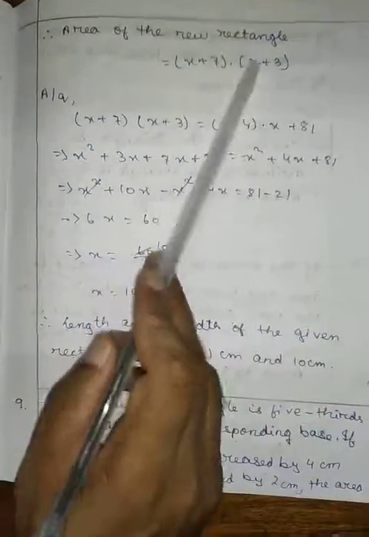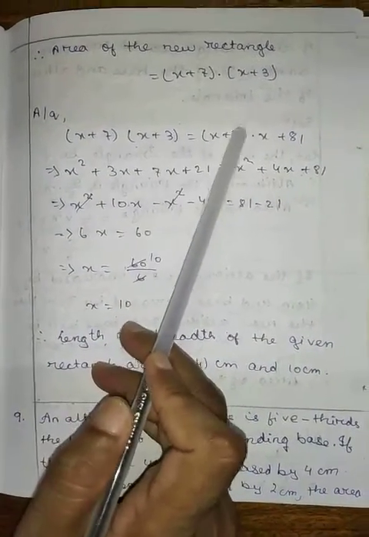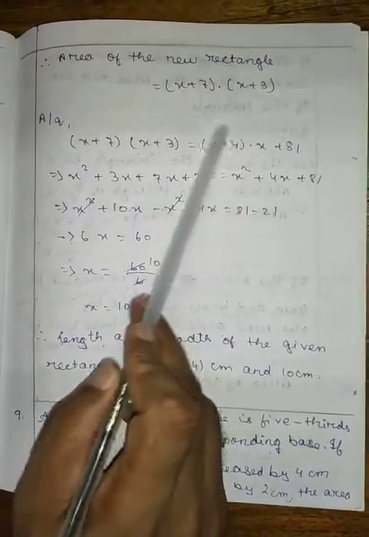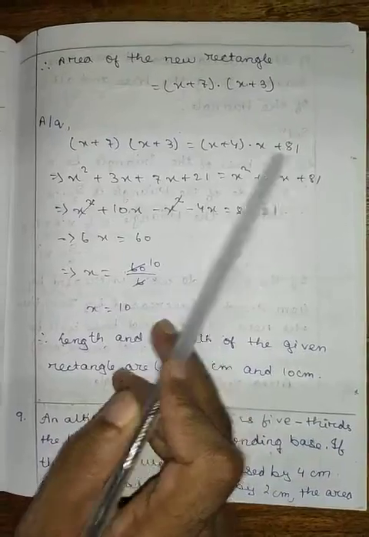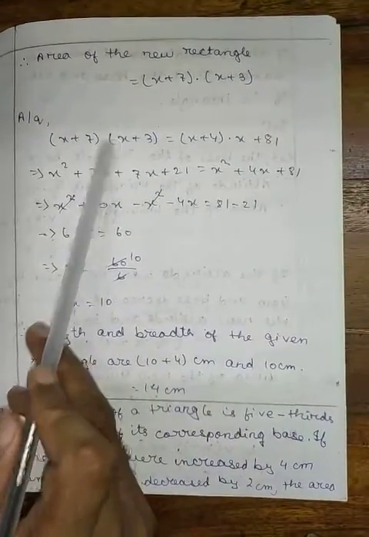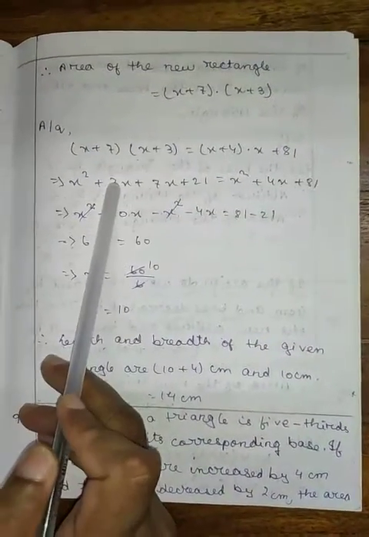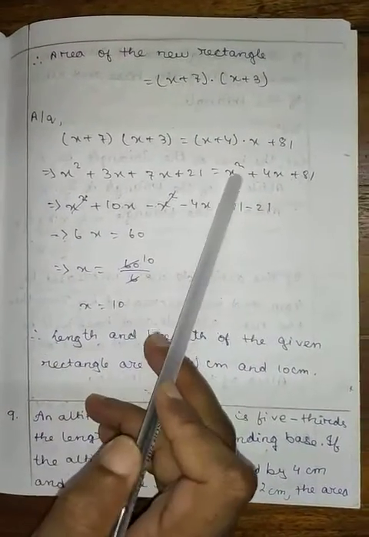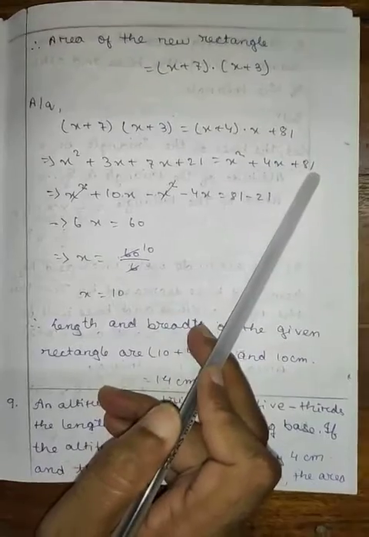As per the question, this new area compared to the old area is 81 more. So the new area is equal to your original area plus 81. Now multiplication: x into first, x square, x into 3, 3x, 7 into x, 7x, 7 3s are 21. Here x into x, x square, 4 into x, 4x plus 81.